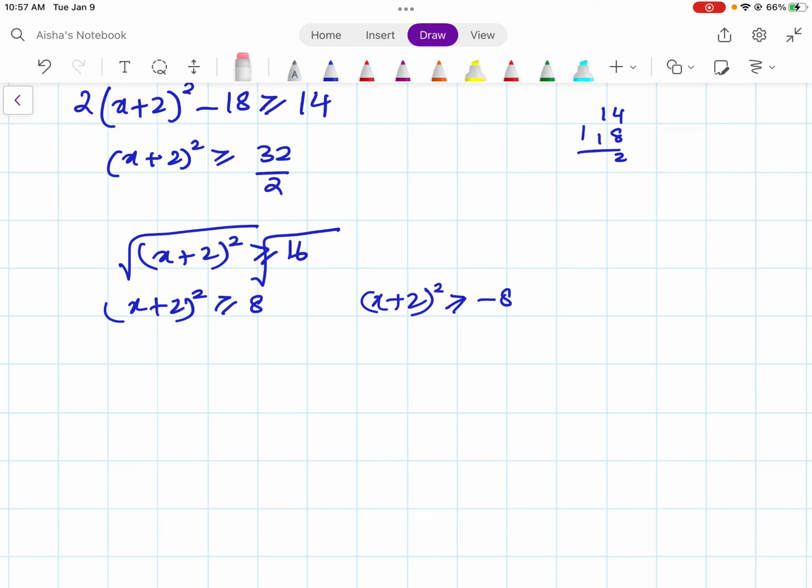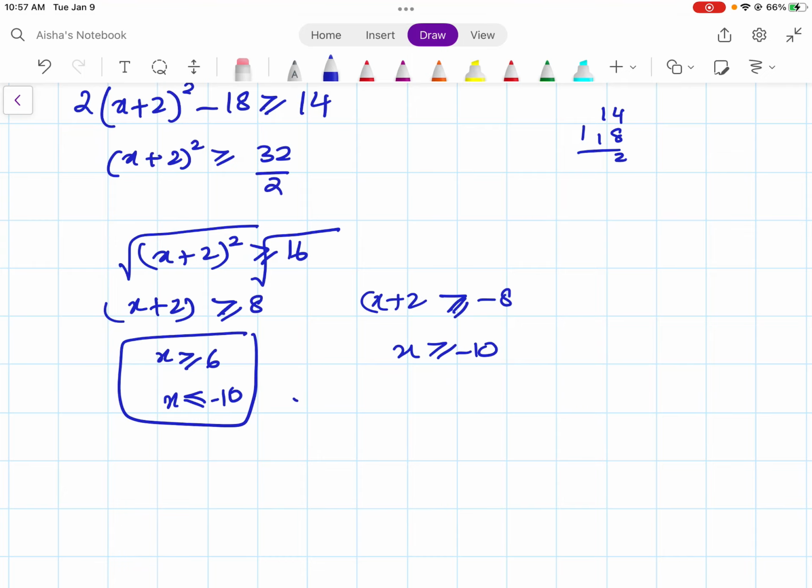Now there's no square here. We've removed the square. Now 8 minus 2 is 6. Minus 8 minus 2 is minus 10. You flip the sign with the smaller numbers.